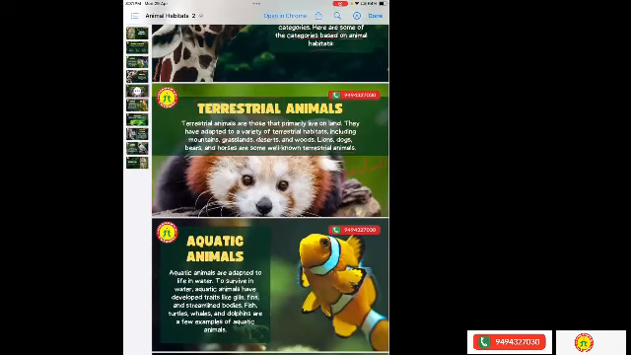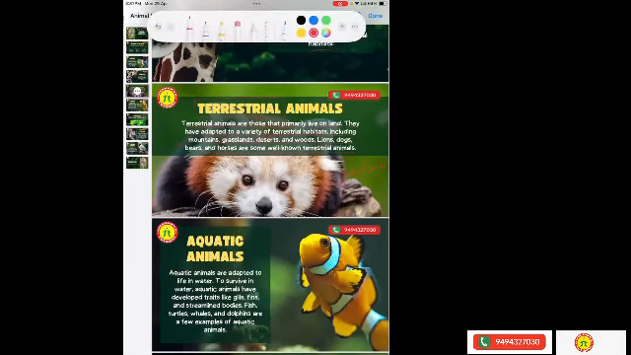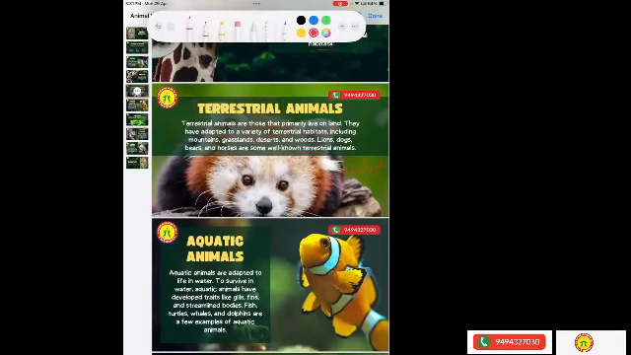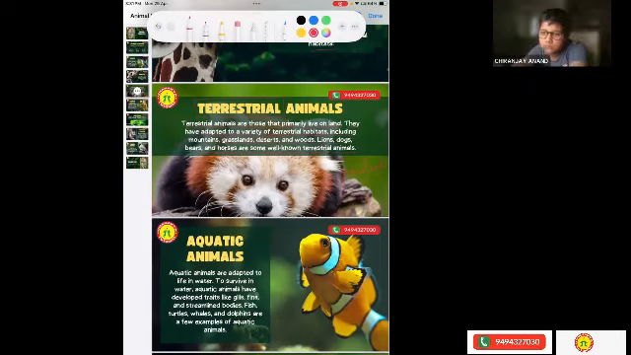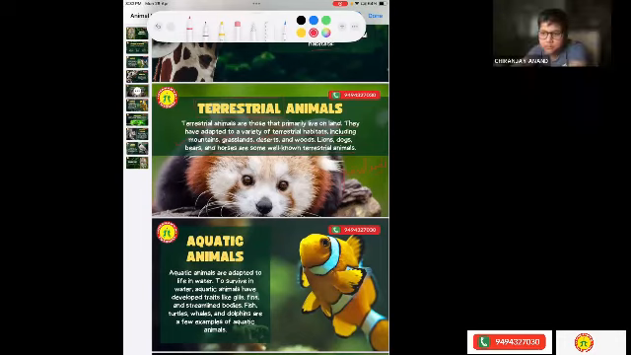Okay, fine. So terrestrial animals, what do they do? They live on land, like lion, tiger, giraffe, zebra, all those that live on the land. So such animals who live on land are called terrestrial animals. Clear? Yes, ma'am.